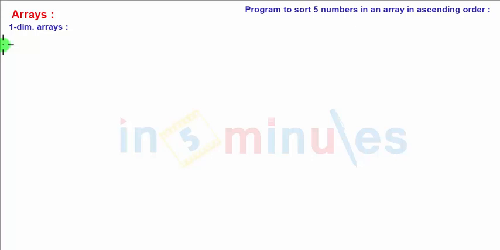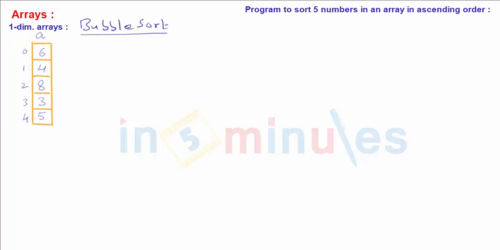Now for sorting array, that is sorting list of numbers or list of values in any ascending or descending order, there are so many methods available in computer science. One of these methods I'll be using over here is called the bubble sort method. Consider the array A of size 5 with some values. Let's see how this bubble sort method works to sort the array.